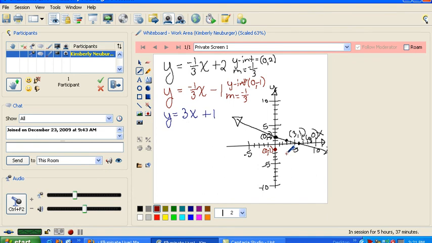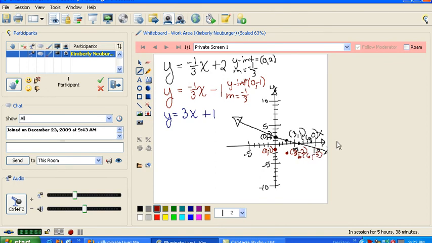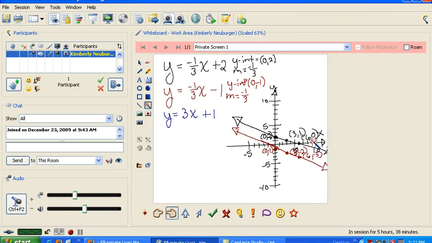So let's go ahead and plot that point and label it. And then let's find a third point. We're going to go down 1 more and forward 1, 2, 3 more. And we land right here at the point 6, negative 3. So we will go ahead and plot that point and label it as 6, negative 3. Now we're going to go ahead and connect those and make our line.